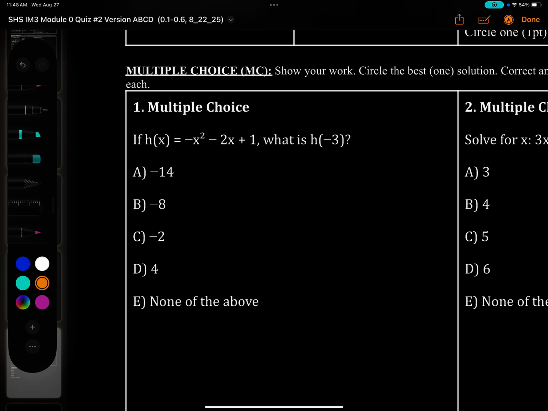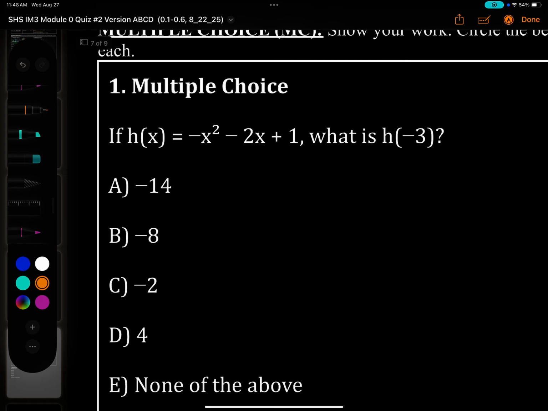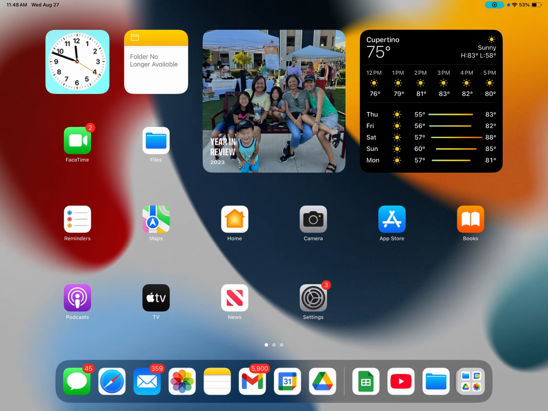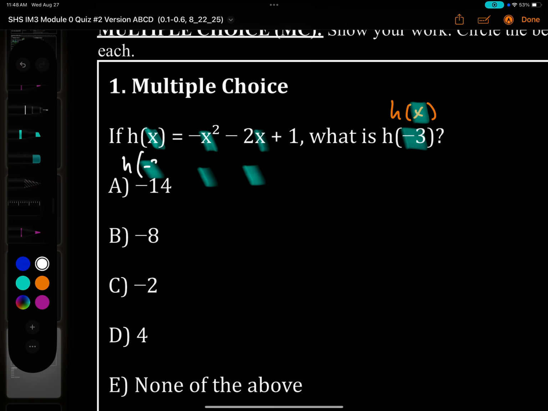Question number 1, if h of x equals negative x squared. So the key to this problem is actually inside the parentheses. X is negative 3. H of negative 3 equals, pay attention, that negative sign is on the outside, minus 2 times negative 3 plus 1.